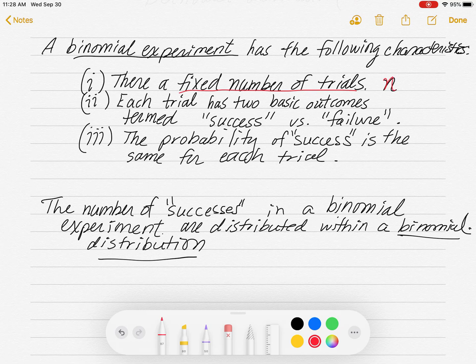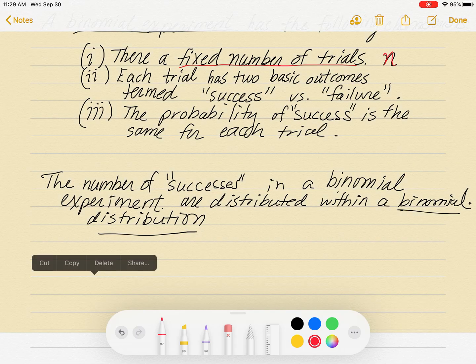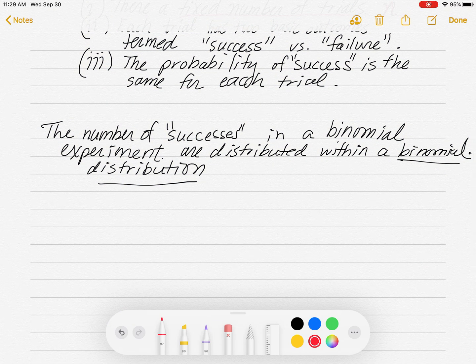And number 3, the third criteria for a binomial experiment is that the probability of success has to be the same for every trial. Every trial has to be the same. If I'm tossing a coin multiple times, the probability of heads has to be the same every time. When rolling a die and we're interested in getting a 6, the probability of getting a 6 has to be the same every time. If I'm drawing from a deck of cards and putting the card back after we draw, the probability of getting success, an ace, has to be the same every time.